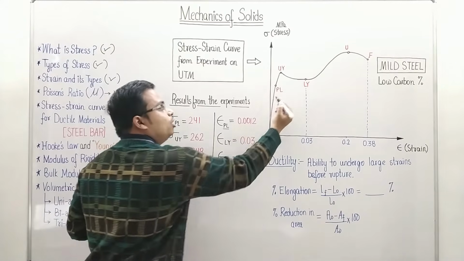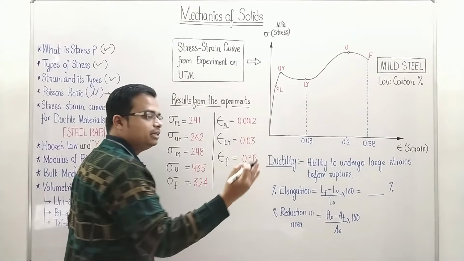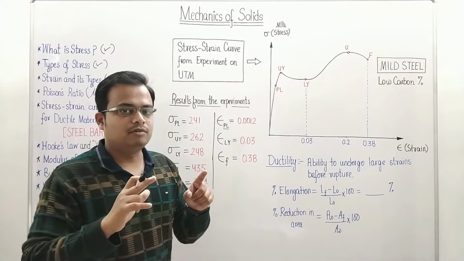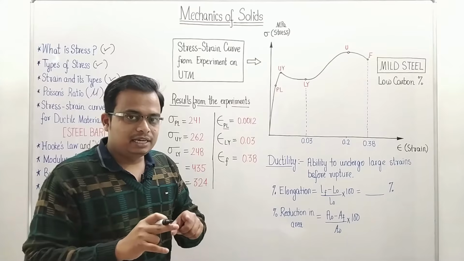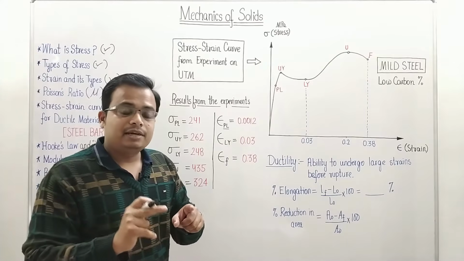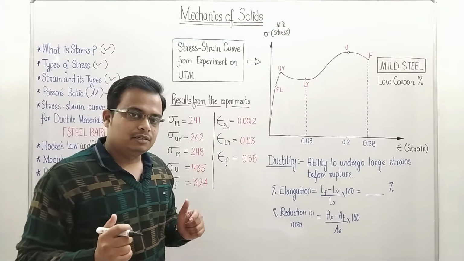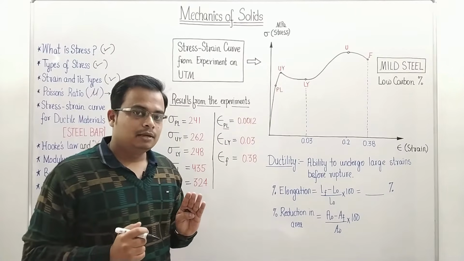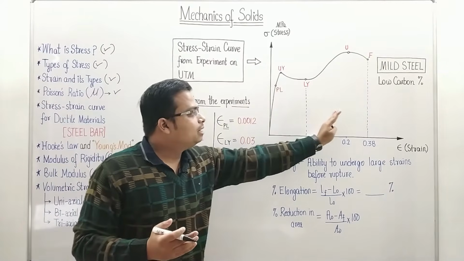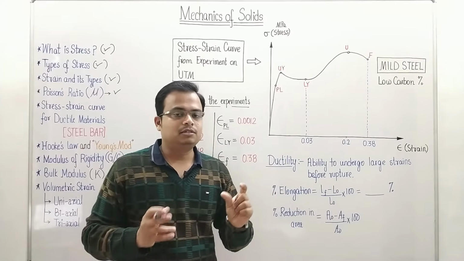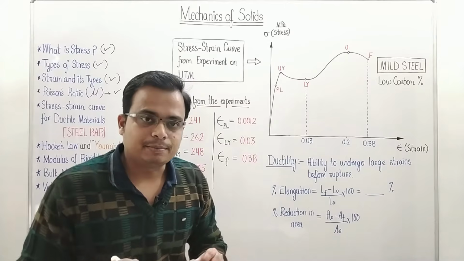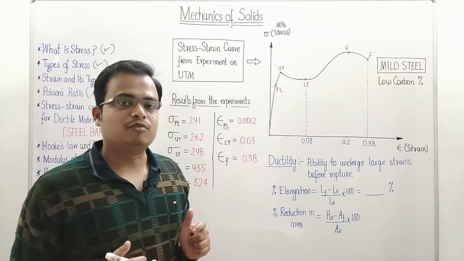Now, if you go beyond proportional limit, the material is no longer elastic. That means even on the removal of load, the material will not regain its original shape and size. So, before PL, there is elastic behavior, and after PL, there is plastic behavior. That means even on removal of load, the material will not regain its original shape and size. That's plastic behavior for you.